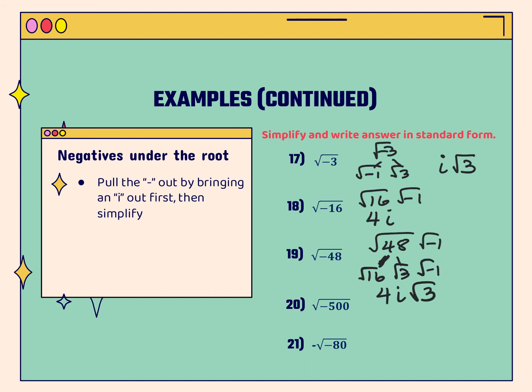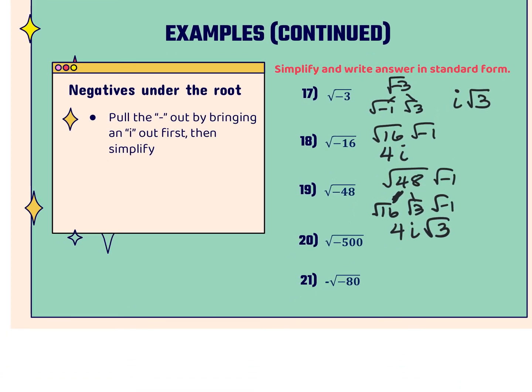So honestly, the breaking down of the radicals is still the same thing. The only difference is an i is going to come out of the radical. Same thing on the 500. If I break the 500 into 500 times -1, and then I'm going to break the 500 into 100 times 5.